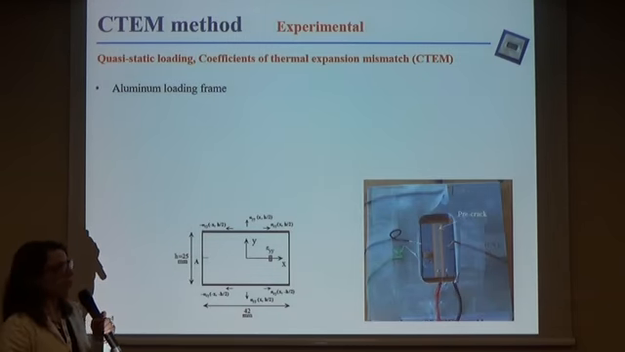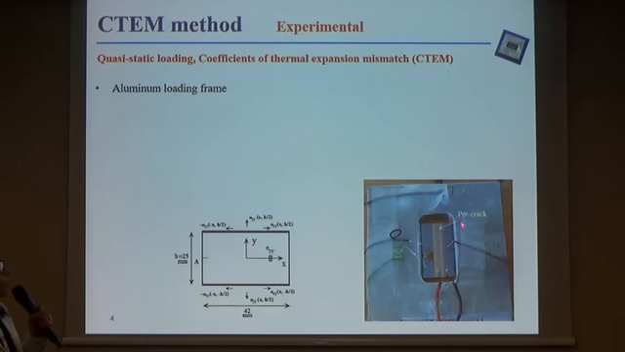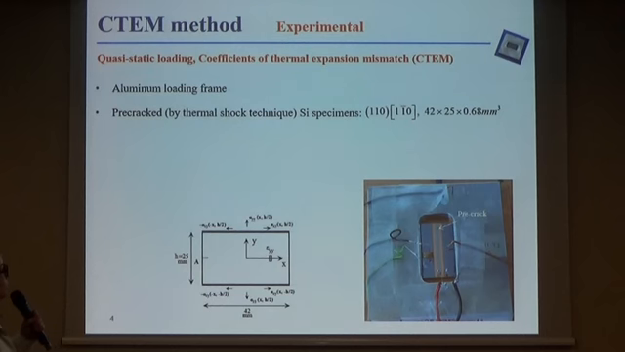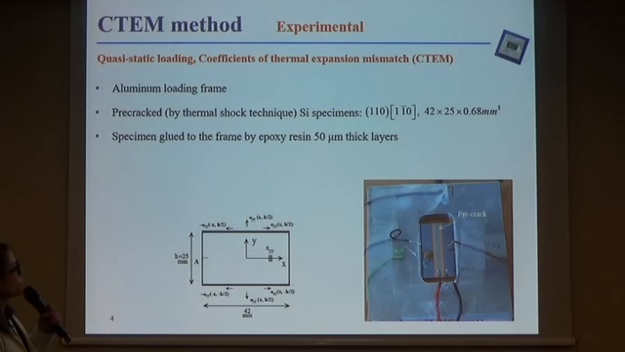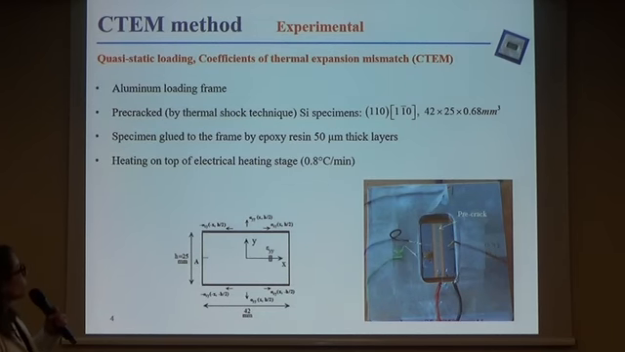Our assembly consists of an aluminum molding frame with a rectangular hole in the middle, to which we glue a rectangular pre-cracked silicon sample with these dimensions, and we propagate the crack in the low cleavage energy system (110)[1-10]. We glue the specimen using a 50 micron thick epoxy resin at each side of the specimen, and we keep the whole assembly in a temperature chamber for 4 days to ensure that the epoxy is fully cured. After the curing process, we heat the whole assembly on top of an electrical heating stage at a slow rate to ensure quasi-static loading.